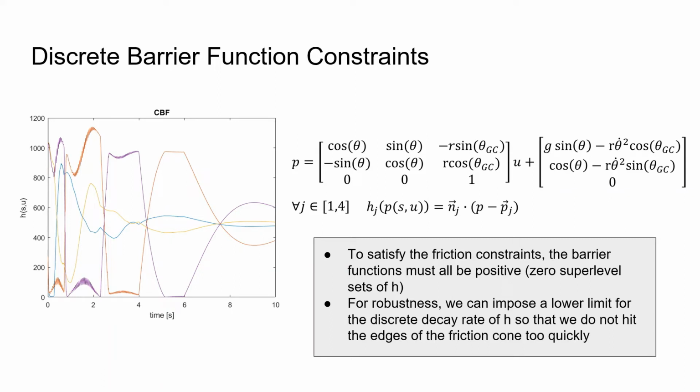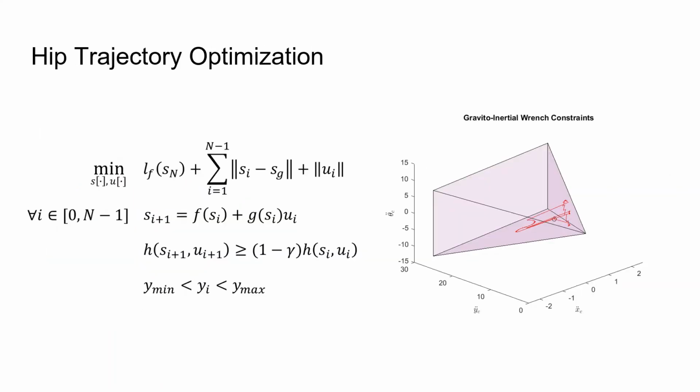More importantly, in our optimization, we can impose a maximum decay rate for each barrier function so that the frictional forces do not reach their boundaries too quickly, and we can control how conservative or aggressive our policy will be. Our hip trajectory optimization uses a quadratic objective and nonlinear constraints, which consist of dynamic constraints, barrier function constraints, and workspace constraints. Note that the barrier function hyperparameter gamma is a value between 0 and 1 and is used to make the policy more conservative or more aggressive, respectively.